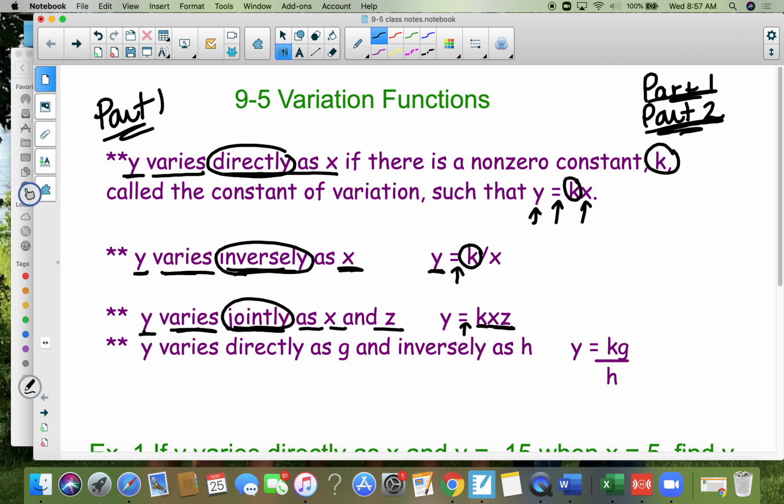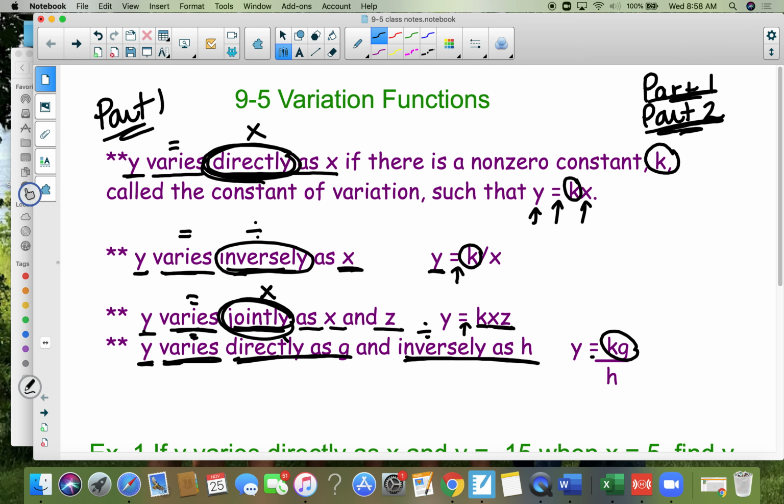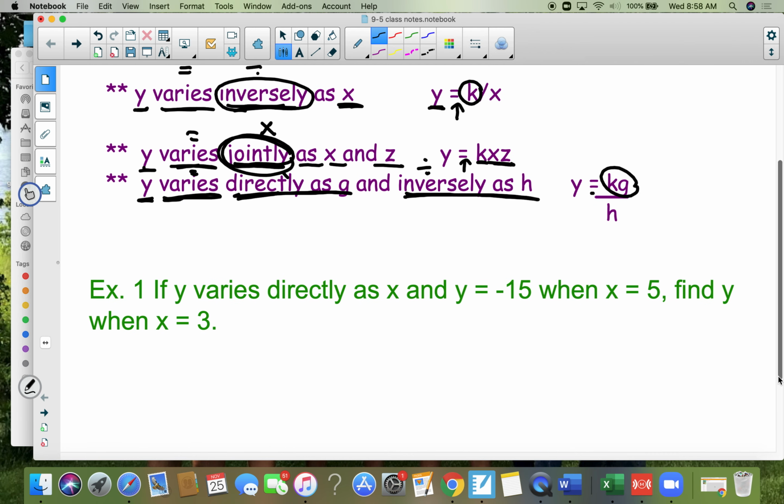And my favorite one: y varies, which means y equals, directly as g, which means to multiply by g, the k, but inversely as h, which means to divide. So directly, right here, and jointly means to multiply. Inversely means to divide. The y means equals. Okay, let's start doing some of these.